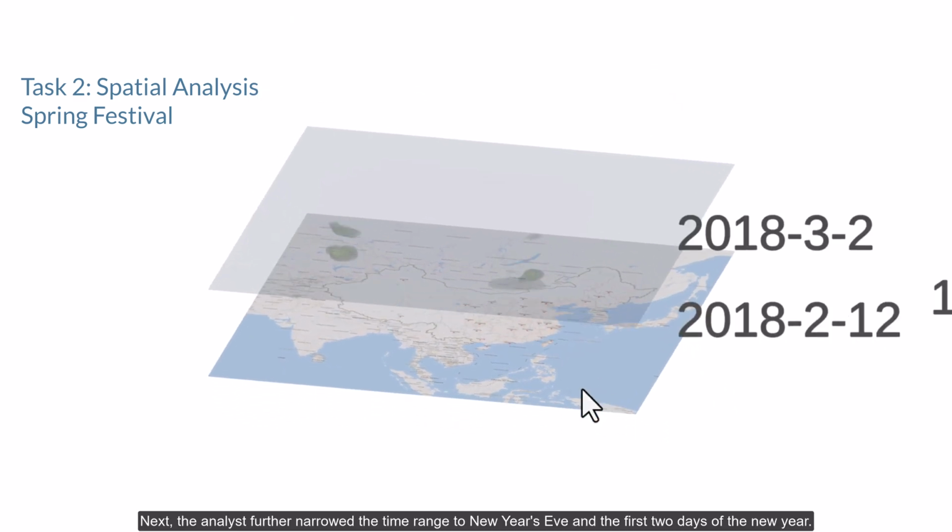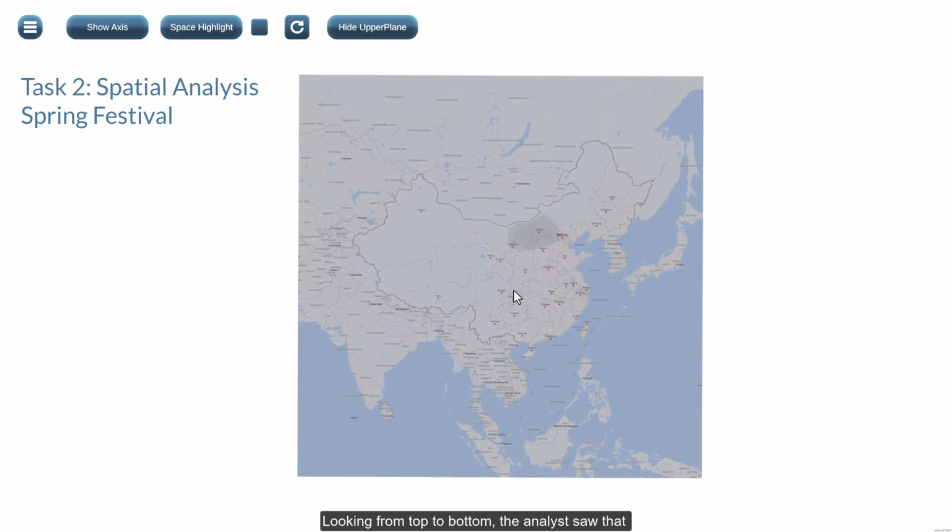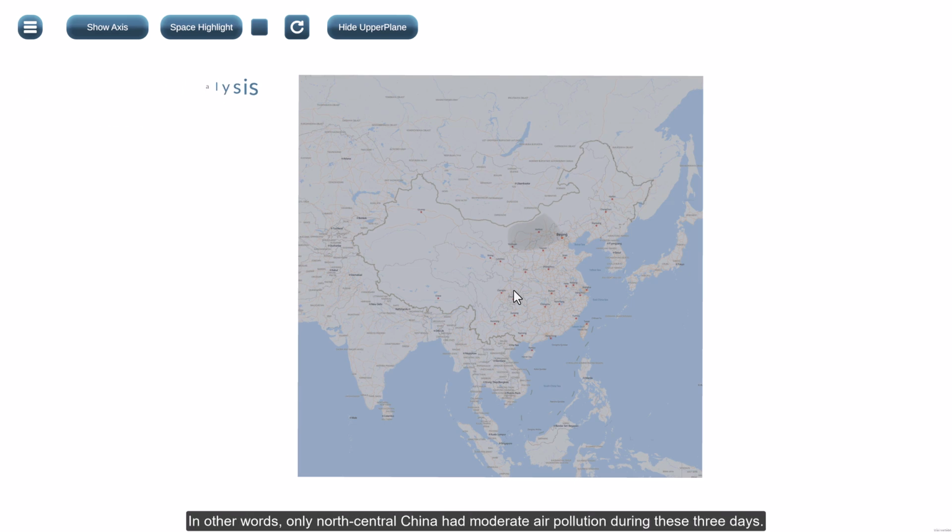Next, the analyst further narrowed the time range to New Year's Eve and the first 2 days of the new year. Looking from top to bottom, the analyst saw that voxels only existed in north-central China and tended to be transparent. In other words, only north-central China had moderate air pollution during these 3 days.